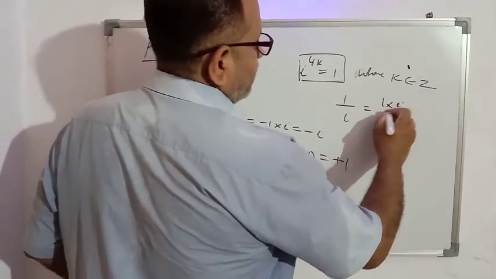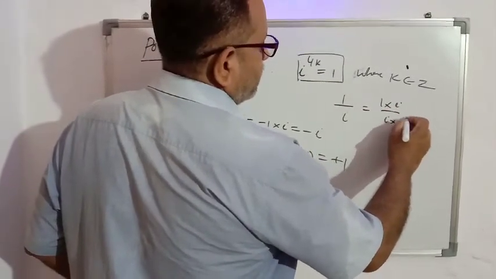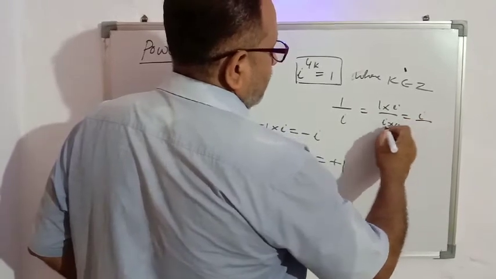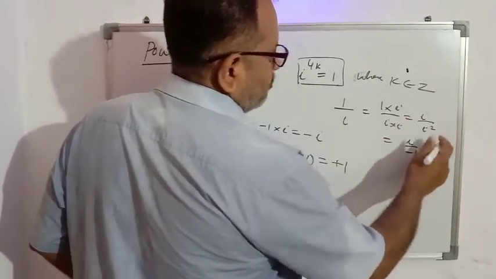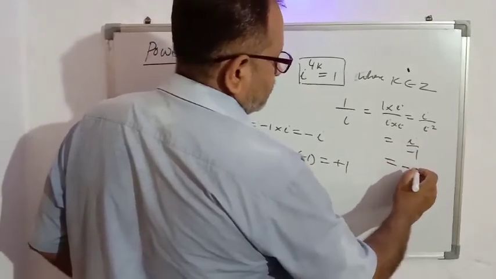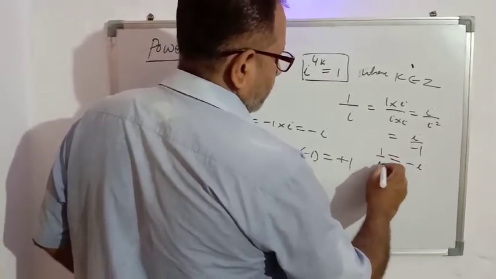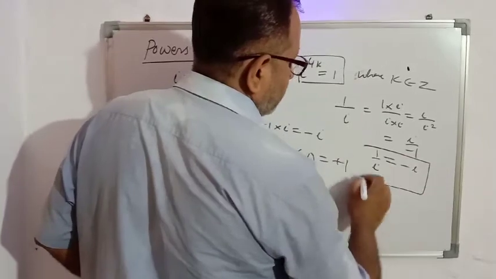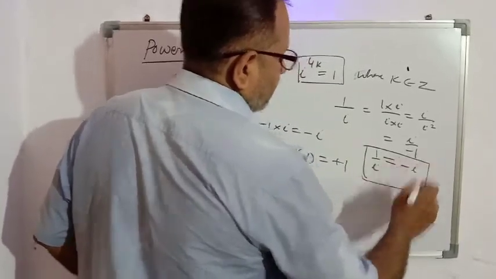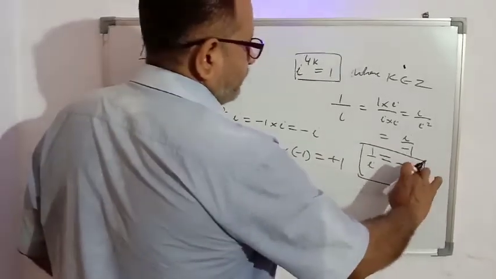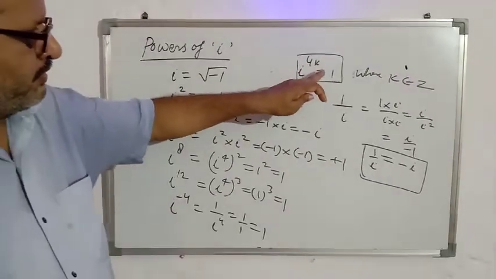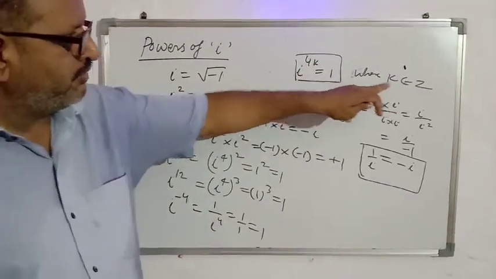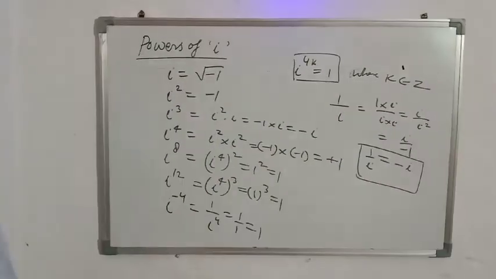Multiply both numerator and denominator by i. So i upon i into i square. i square value is minus 1. So it will be minus i. 1 upon i means minus i. So we have to remember it. i^(4k) is equal to 1, where k is any integer.